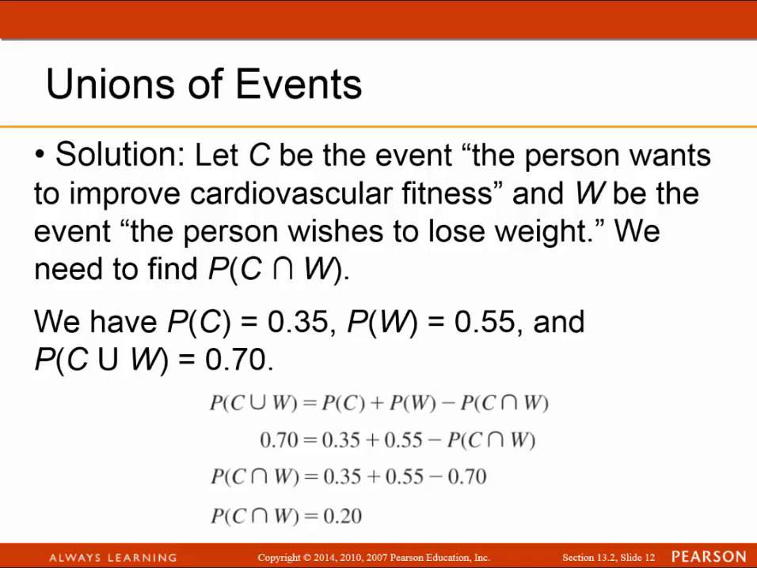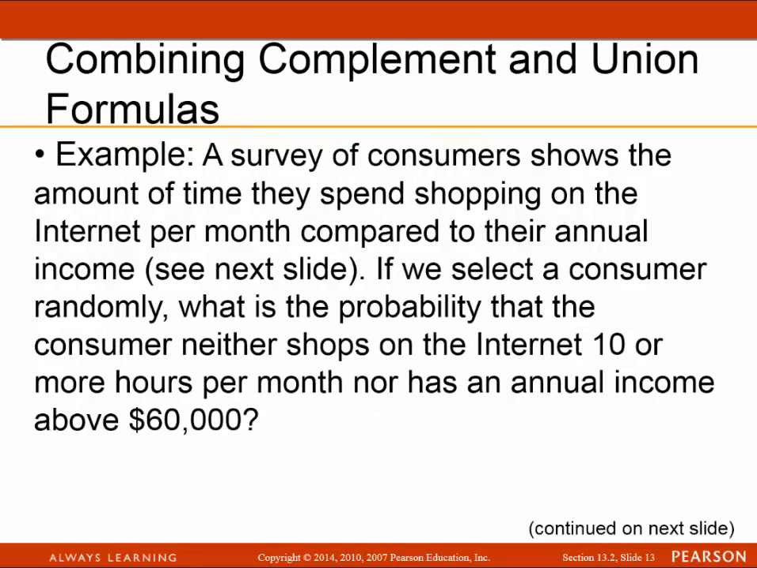So we see that it's going to be 0.7 is equal to 0.35 plus 0.55 minus the probability of C and W, which we don't know yet. We'll go ahead and switch them around, and then we just add and subtract, and we get 0.2. So the probability that someone wants to improve their cardiovascular fitness and lose weight is 20%.